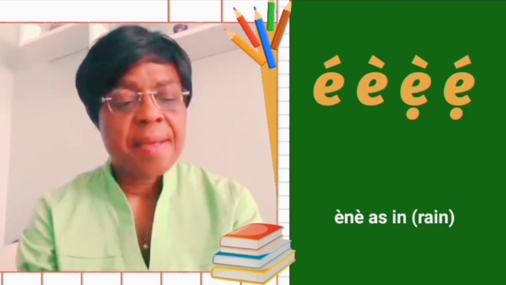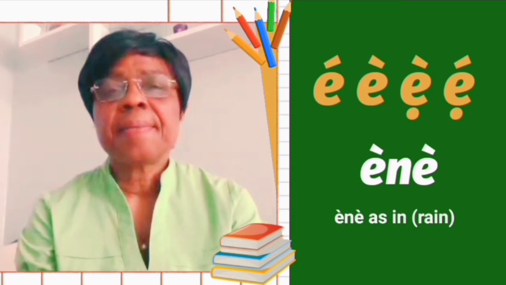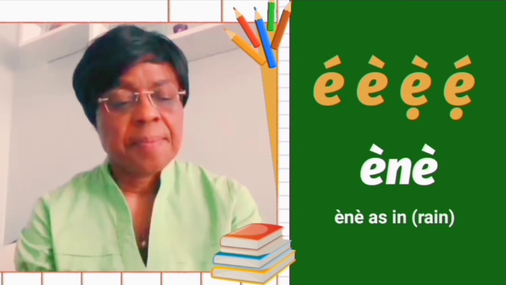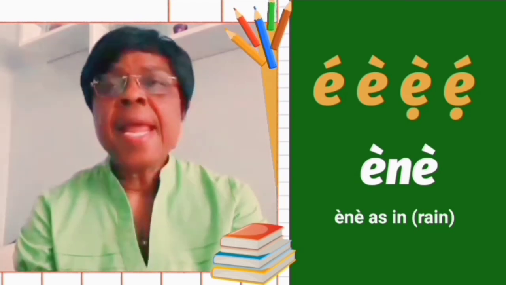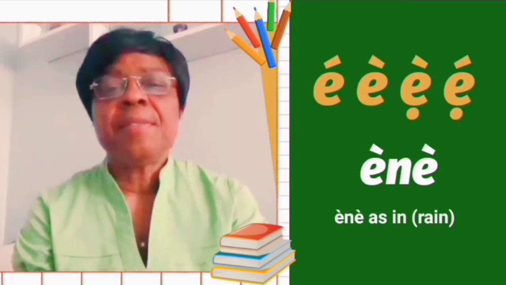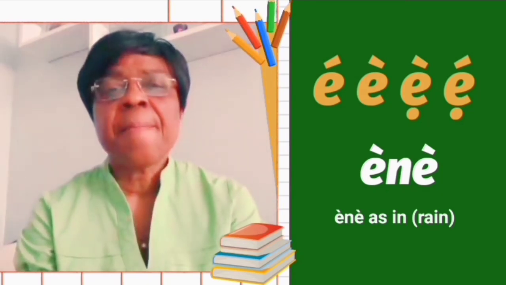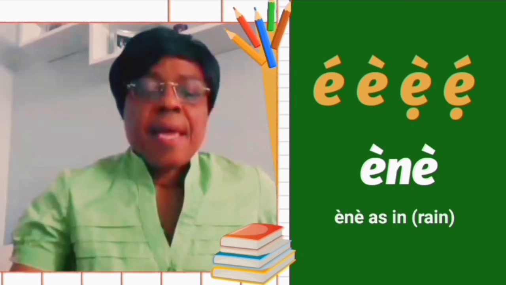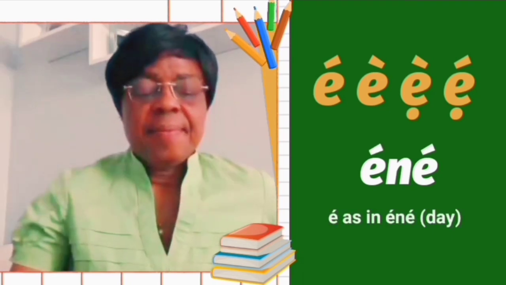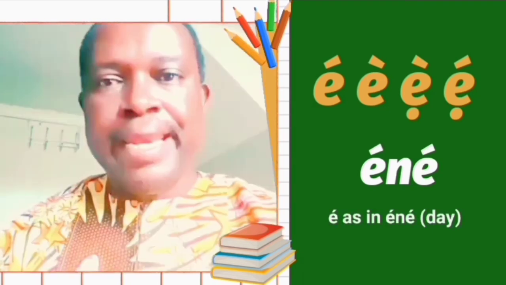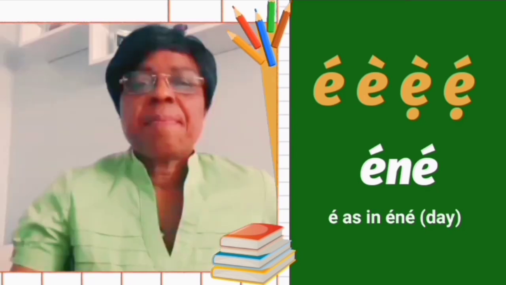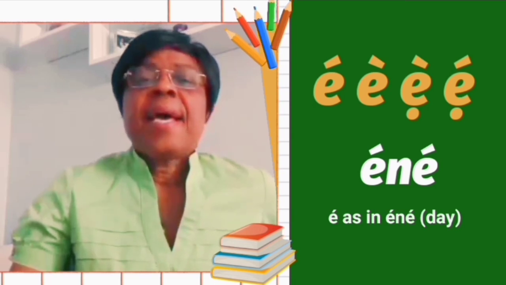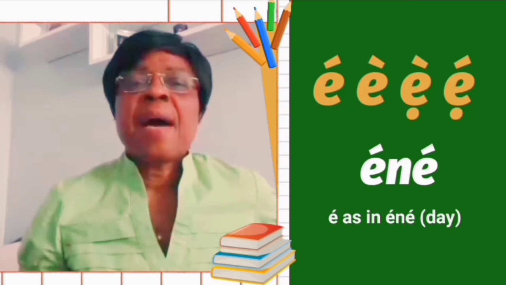Example of A, ene. Can you say it one more time? Ene. And ene is rain, the word for rain. Another example of A sounds: ene. Can you say it one more time? Ene means day. And the diacritics for ene are both rising.